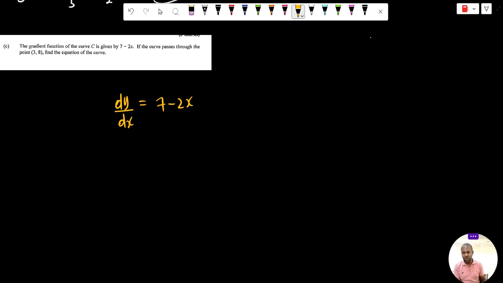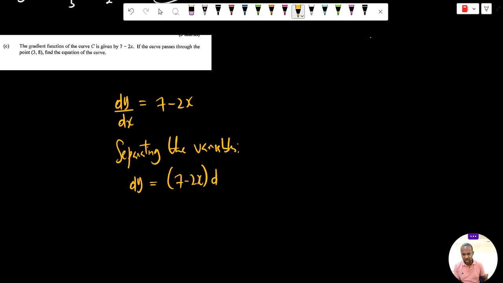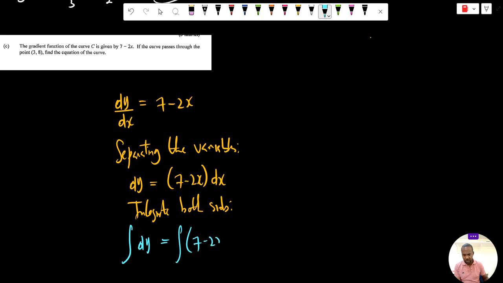And what next do we do? We're going to separate our variables. So say separating our variables. So this means that we get all our x's on one side and our y on the other side. So separating our variables, we see that we get that dy is equal to 7 minus 2x times dx. And then what next do we do? We integrate both sides. So integrating both sides, we're going to get that the integral of dy is equal to the integral of 7 minus 2x dx. And we proceed.